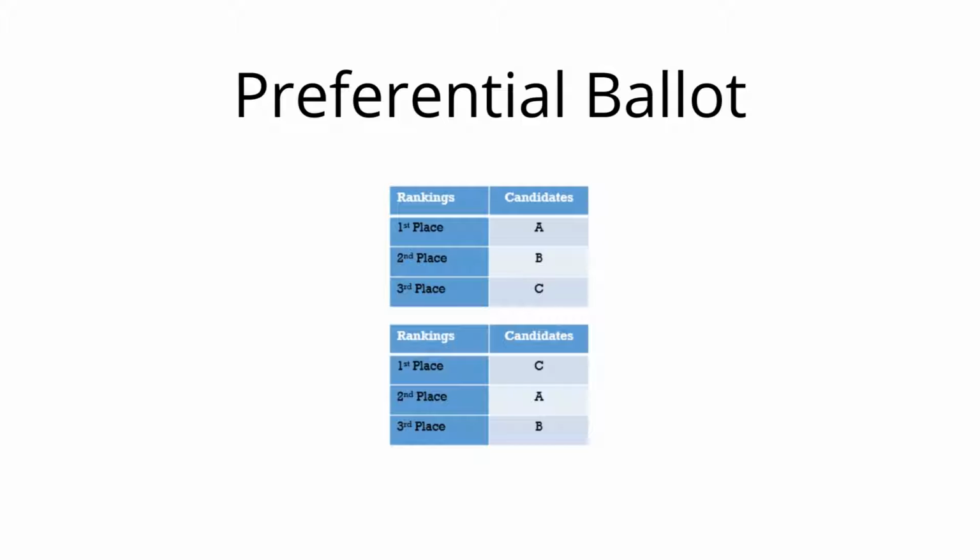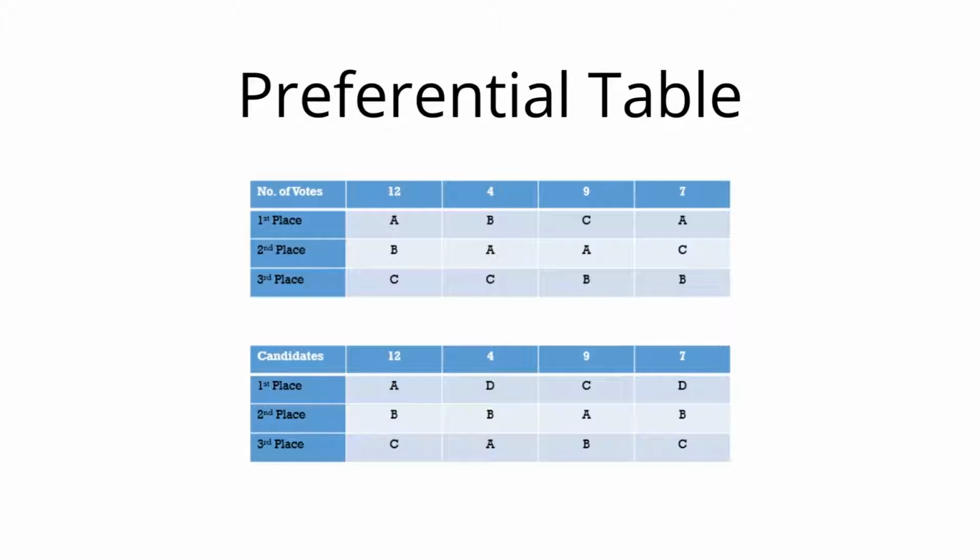A preferential ballot is a list which shows how a particular voter ranks his chosen candidates. A preferential table is a collection of preferential ballots with a number above them, indicating how many voters voted in the manner indicated by the ballot.